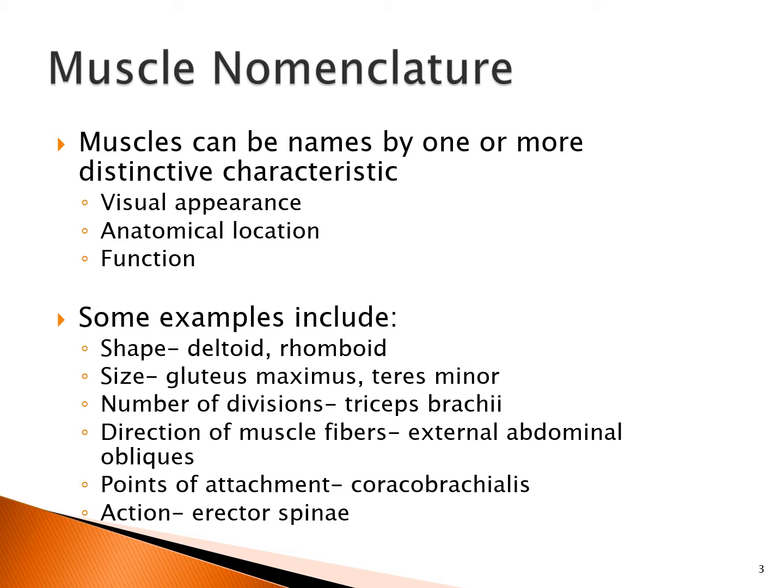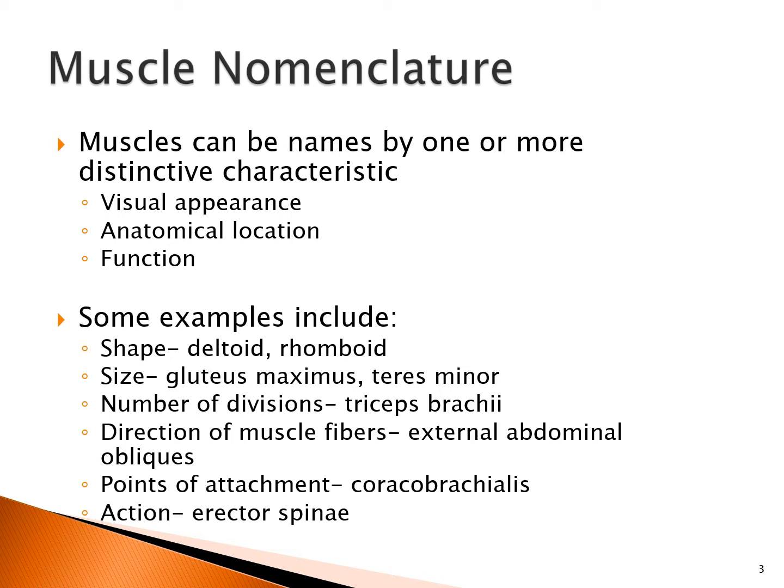Names can also be based on size itself. Gluteus maximus is a large muscle. Maximus would be large, whereas teres minor is a small muscle. Minor would mean small. Number of divisions: triceps brachii. Tri means three, and our tricep has three different heads or three different attachments, and then they all merge together to form a common insertion point.